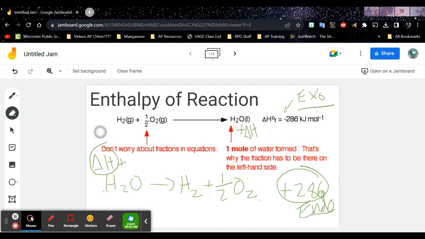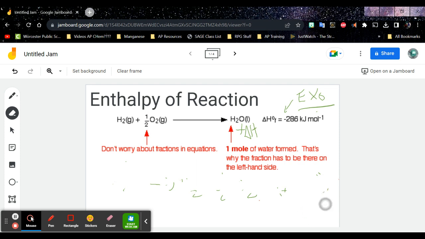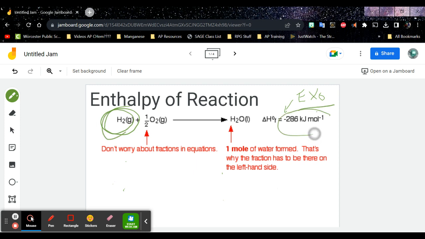Now, how do we use this productively? Well, you're going to notice that in that value, it is actually written out as per mole of reaction. So what does that mean? Well, that means that when this reaction occurs, this is how much energy is released for these amounts of moles. So if I react 1 mole of hydrogen fully, I am producing this much energy. If I react half a mole of oxygen, I am producing this much energy. If I produce a mole of water, it is producing this much energy.